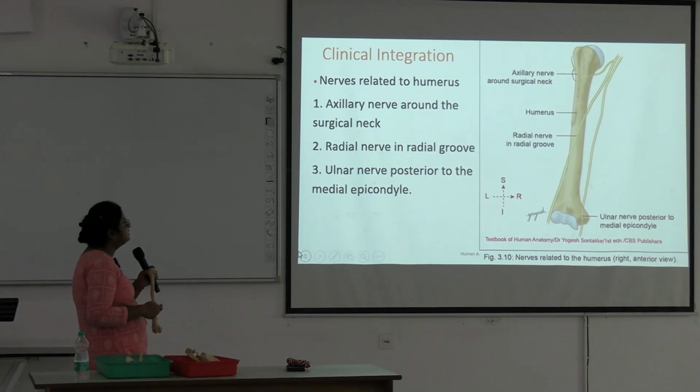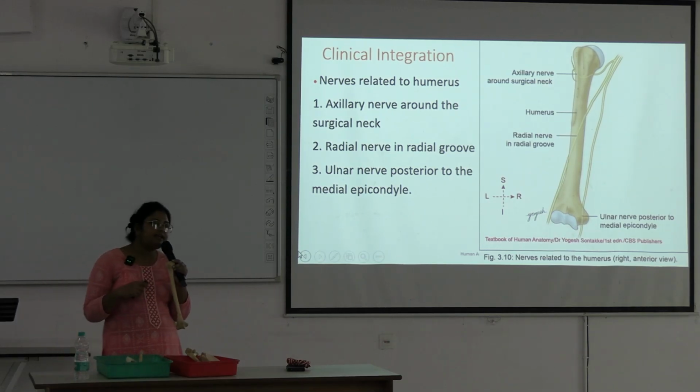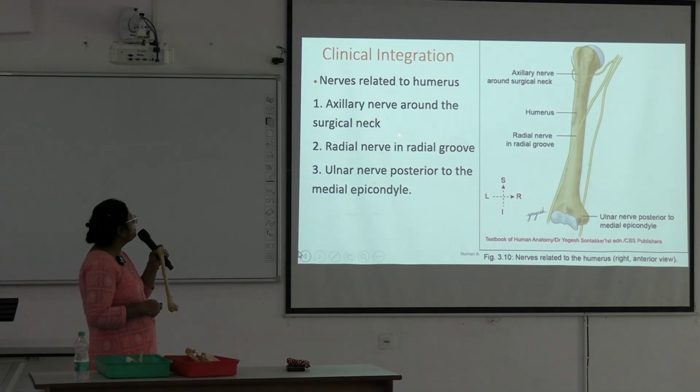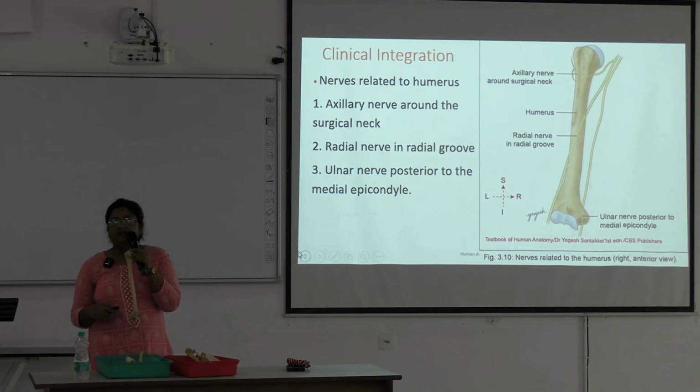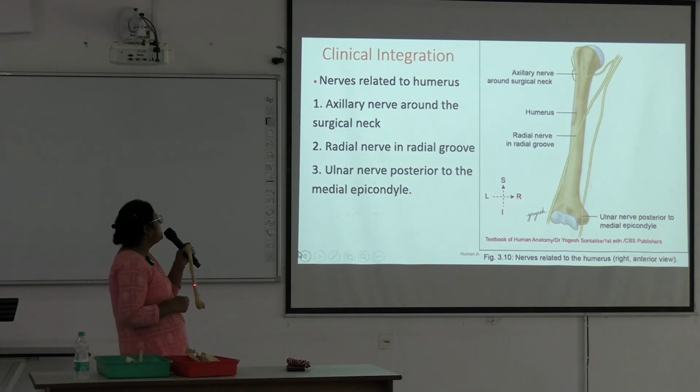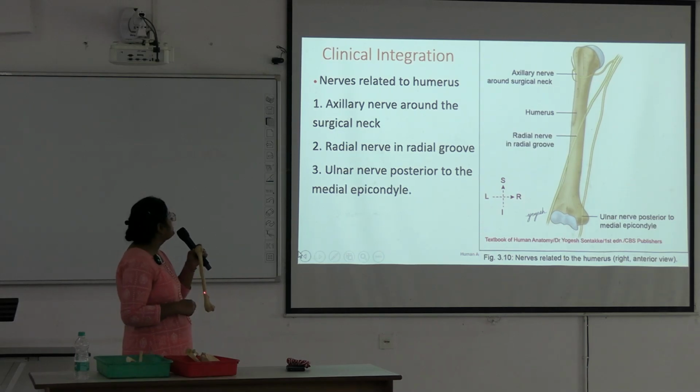Now the clinical aspects. Okay. Clinical aspect comes in your explain why questions. So what are the nerves related to the humerus? 3 nerves are related to the humerus. Axillary nerve related around the surgical neck. Radial nerve in the radial groove here.